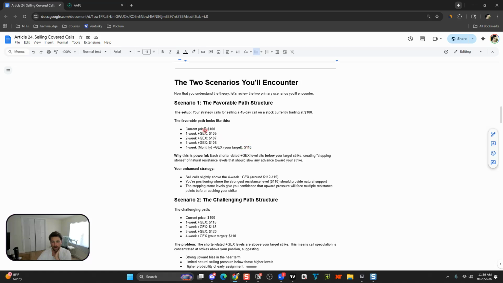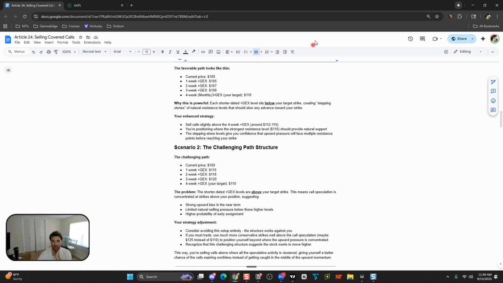Plus GEX is your target. You can see how every plus GEX from now till your expiration is below the 110 target. And that's pretty much just what I said here. So, right, creating stepping stones of natural resistance that should slow the advance towards your strike. In terms of strategy, you sell calls slightly above the ultimate plus GEX target of 110. So that gives me 112, 115, 120. Right, and so you are positioned just slightly above where the strongest resistance is set in the structure. That should help to have natural resistance.